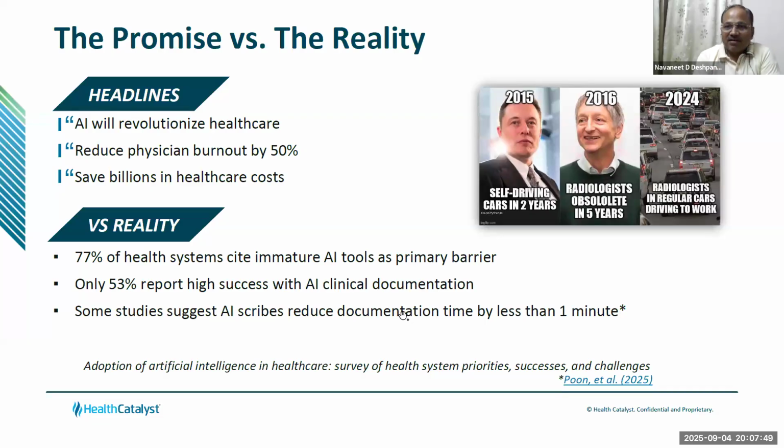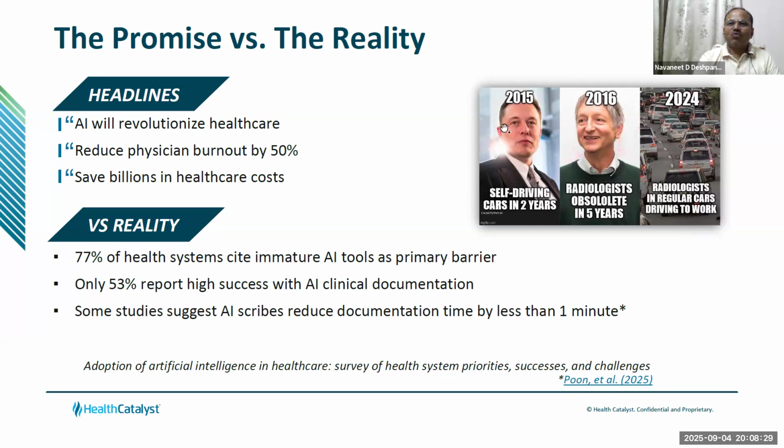But people still make a promise and then backtrack from the promise they made earlier. So earlier headlines were in 2015. There was some push that self-driving cars would come in 2 years, by 2017. Although in the US, self-driving cars have become a reality, I'm not denying that. But way back in 2015 they were telling about self-driving cars, just a meme. In 2016, it was said radiologists would become obsolete in 5 years. In 2024, radiologists in regular cars have started driving to work.